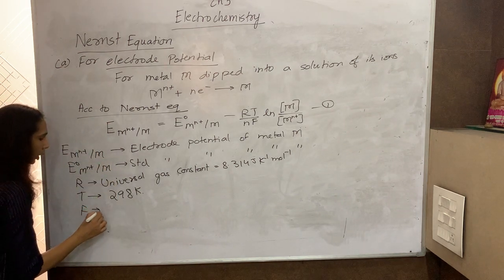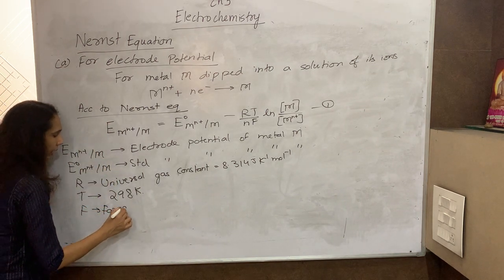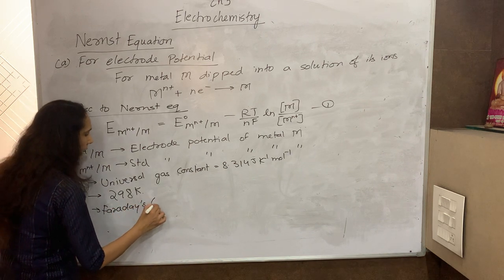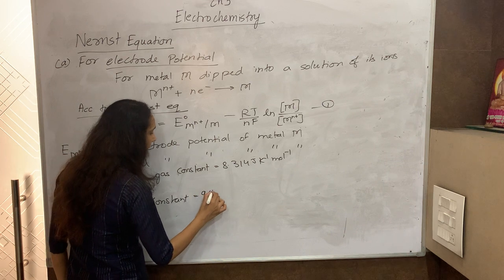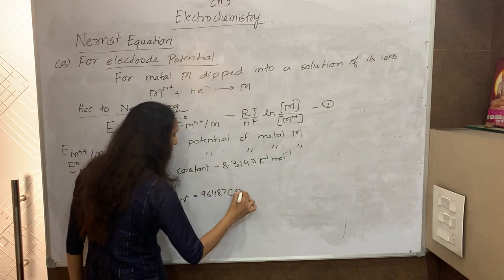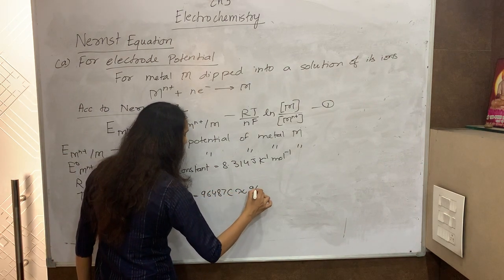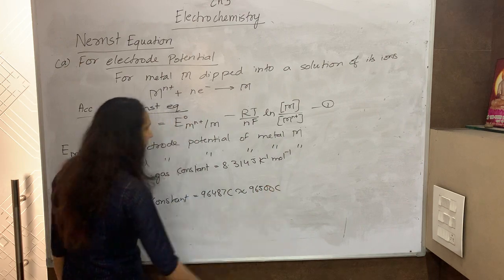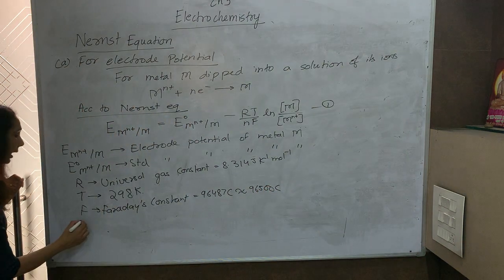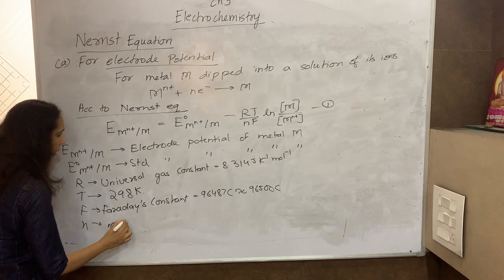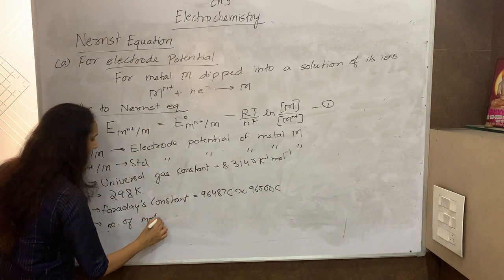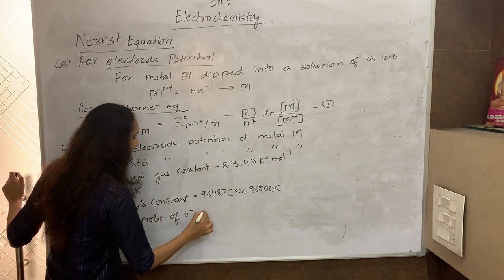F is the Faraday's constant. And what is the value of F? 96487 coulombs, which is approximately taken as 96500 coulombs. n is, you can just see, the number of moles of electrons gained.